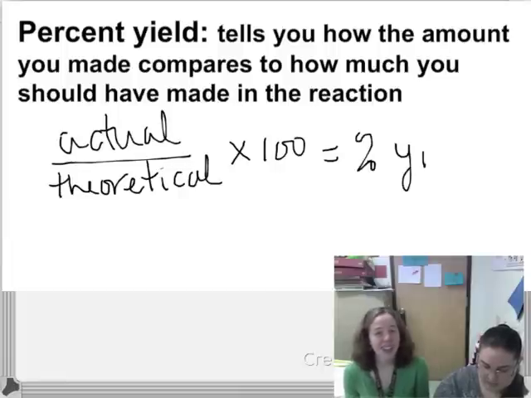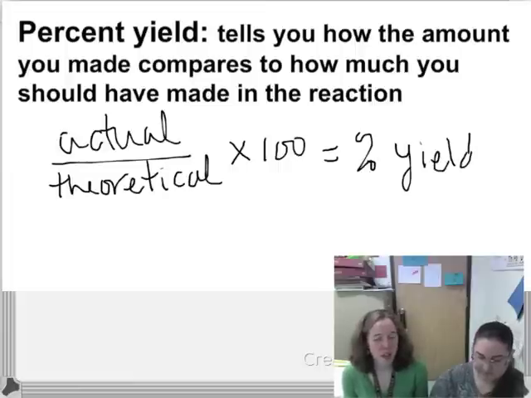So see, really similar to what we've already done with percent composition, just slightly different values. Because we know that anytime you have a percentage, you have to multiply by 100, so they all kind of look the same. And it's got to be the part that you made over the whole that you should have made. That's where we get that. All right, let's try some problems.